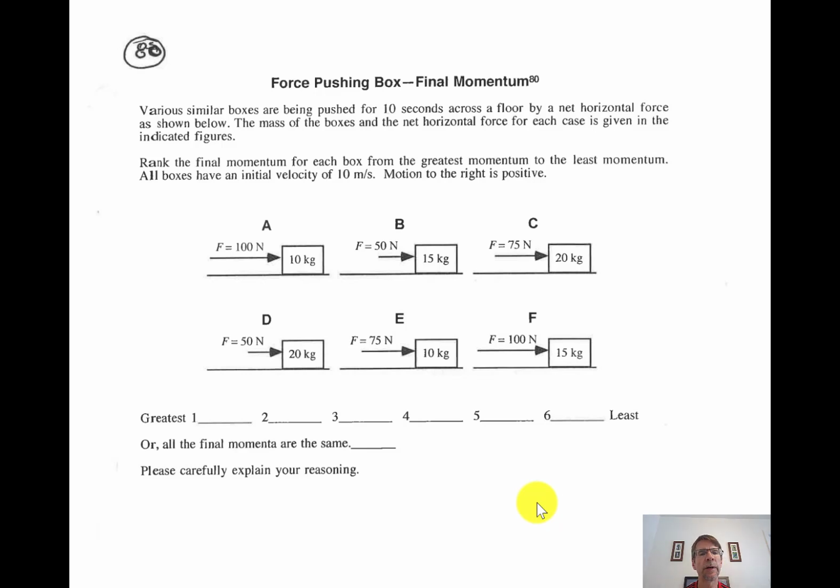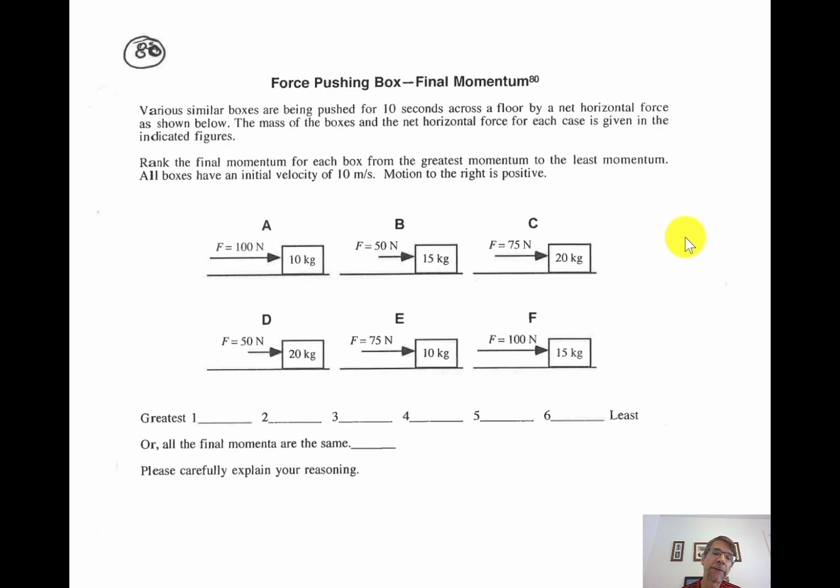Physics 201, Critical Thinking Task 80. This problem is due Tuesday night at midnight. I'm going to give you some hints here. This problem is asking you to rank these boxes by their final momentum. I'll give you some background here. Some additional questions to think about in regards to this problem, and some strong hints.